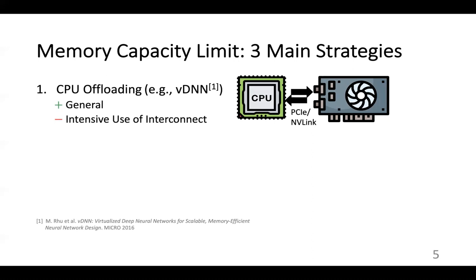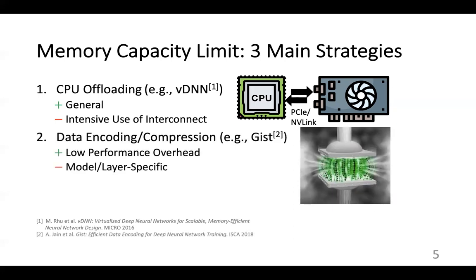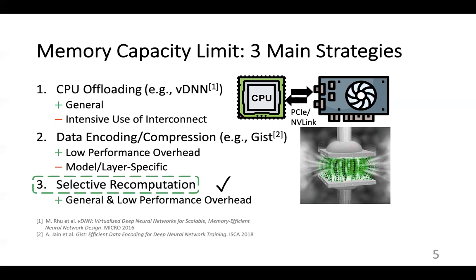There are three main strategies to solve the memory capacity limit. First, CPU offloading, which temporarily offloads data entries from the GPU to the CPU. It has the advantage of being general, but it requires intensive use of the interconnect. The second strategy, data encoding or compression, has the advantage of low performance overhead. However, it is specific to certain model or layer types. The third strategy, selective recomputation, potentially is both general and has low performance overhead, which is the reason why we decided to pick this strategy in our work.